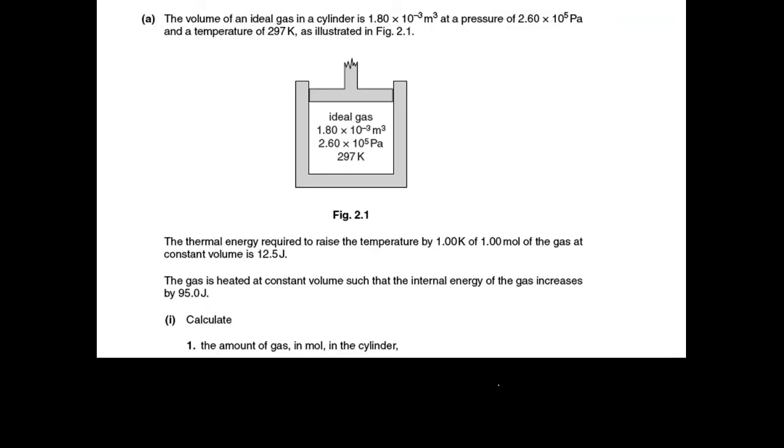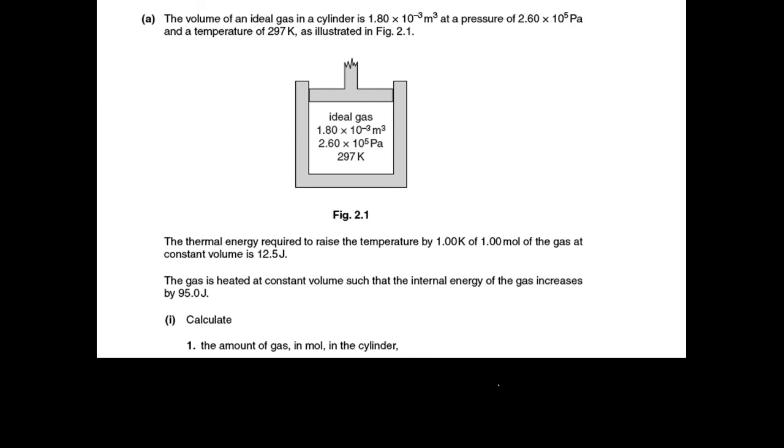The volume of an ideal gas in a cylinder is 1.8 times 10 to the minus 3 cubic meter at a pressure of 2.6 times 10 to the 5 Pascal and a temperature of 297 Kelvin, as illustrated in the figure. The thermal energy required to raise the temperature by 1 Kelvin of 1 mole of gas at constant volume is 12.5 joule. The gas is heated at a constant volume such that the internal energy of the gas increased by 95 joule. Calculate the amount of gas in mole in the cylinder.